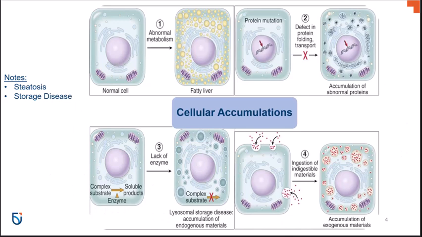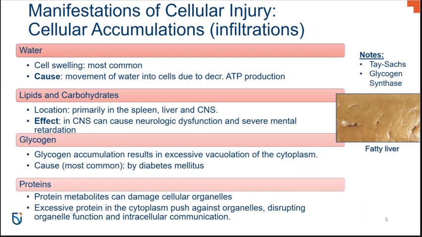So this introduced us to some of the mechanisms of cellular accumulations, but let's look a little bit closer now at specific substances and what they can do if they accumulate within the cell. The first one we're going to look at is water. Water can lead to cellular swelling. We know that. That makes sense. If there's too much water in the cell, it's going to swell.